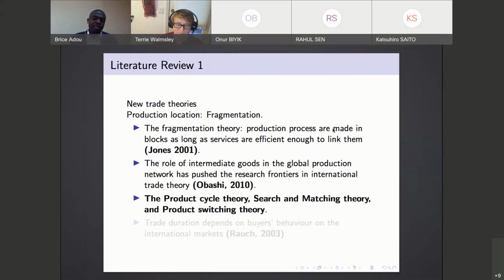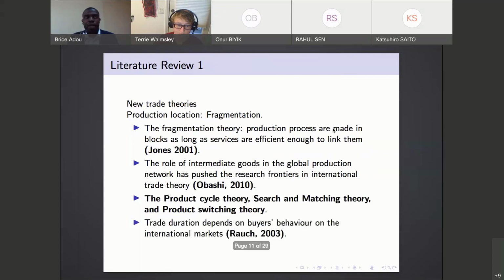We base this study on three different theories: the product cycle theory, the station matching theory, and the product switching theory. As written here in 2003, trade duration depends on buyers' behavior on the international market. I don't want to confuse here, because we typically focus only on intermediate goods.